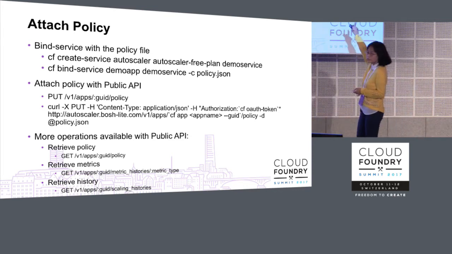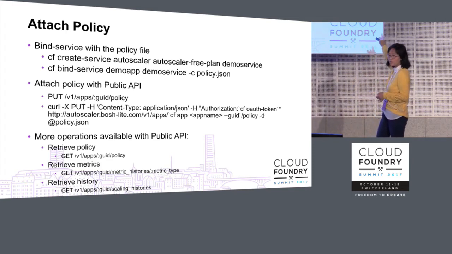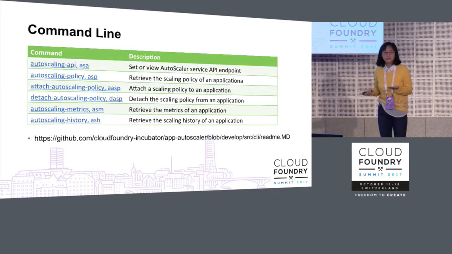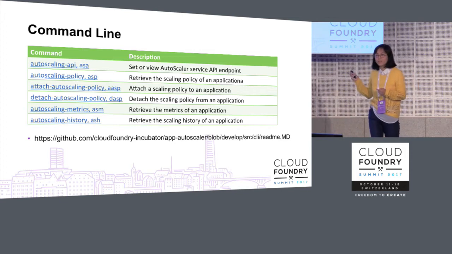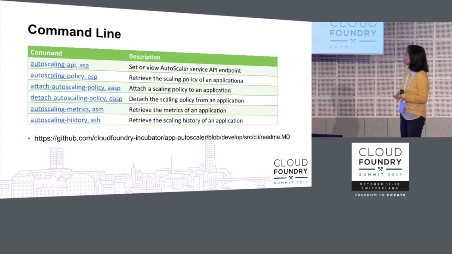Here, I just want to mention that for the authorization code, you must use your CF user token. After you log in, use the cf oauth-token command, you can get your user token. Put it as your authorization code when you access our public API. And we have the other operations available on public API: retrieve policy, update policy, delete policy, retrieve metrics, and retrieve the histories. Anyway, it is not quite flexible to use the APIs. It will come in soon. We will develop our command lines. The AutoScaler command line will work as a Cloud Foundry command plugin. So all the operations for policy, for metrics, and history will be supported in the command line.